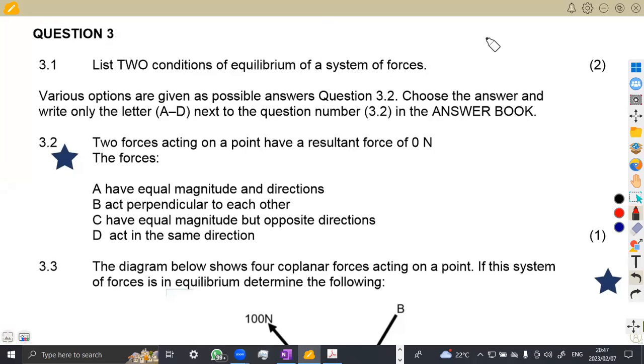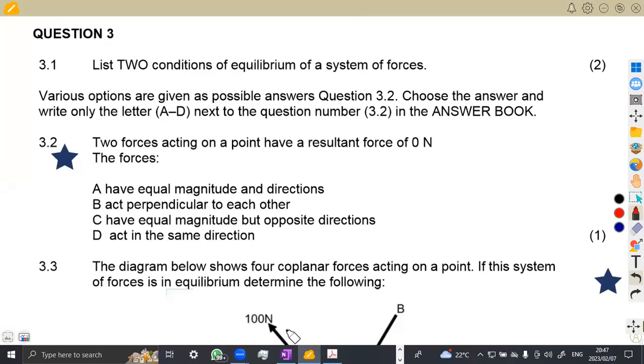In this moment, we are going to be focusing on forces. That is revision that we are having in this platform from November 2022 question paper. So we were given the first part to list two conditions of equilibrium of a system of forces. Okay, so what are the conditions?